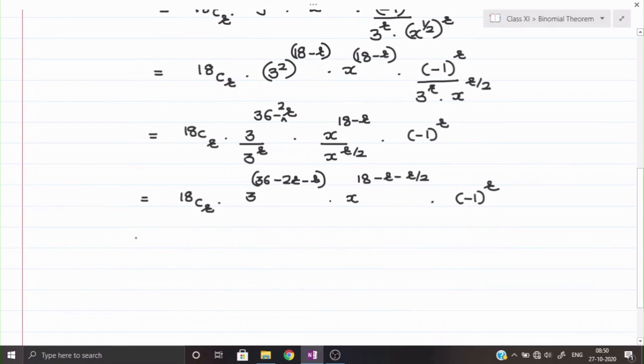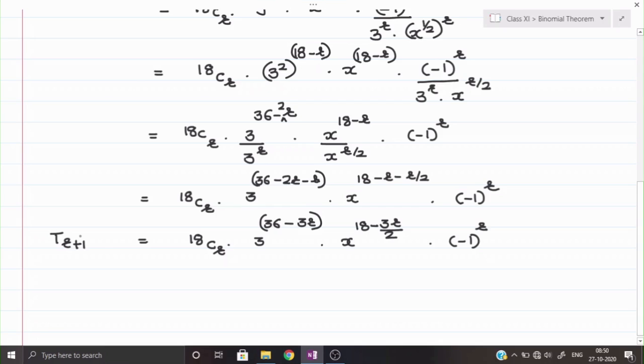Now it can be written as properly 18CR into 3 to the power 36 minus 3r. I hope till here it is right, into x to the power 18 minus 3r by 2. Okay, r and r by 2 will be added. That will be 3r by 2, into minus 1 to the power r. This will be the final value of T R plus 1. However, you may be required to put the value of r in the beginning and you can solve it.